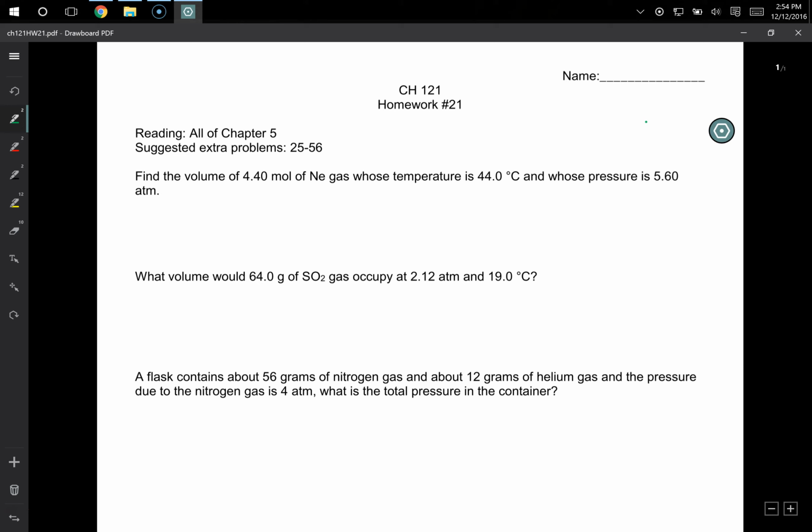All right, so find the volume of this. I'm looking at this problem. What's the first thing that you should do? Yeah, switch this over to Kelvin. Yep.